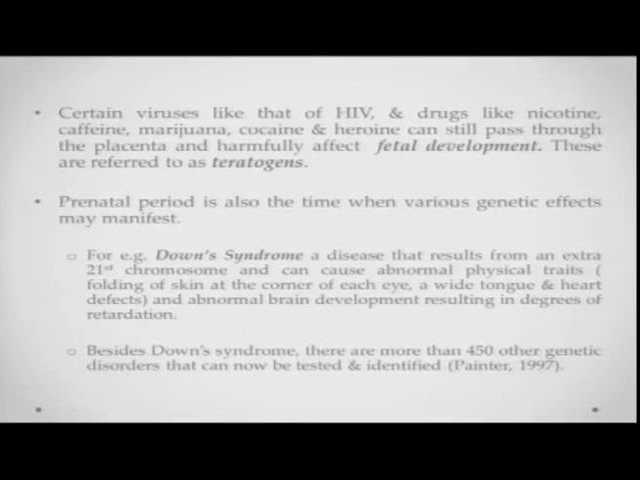Now these agents, which can still penetrate the mother's womb and affect the child's development, are referred to as teratogens. So teratogens are substances that can harm the healthy development of the child.